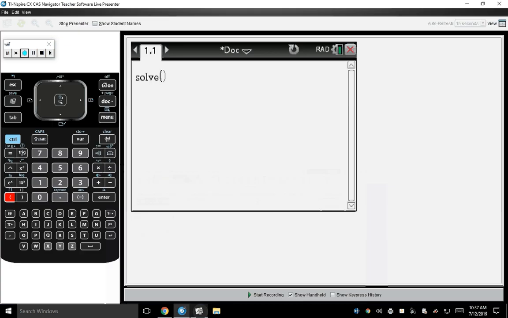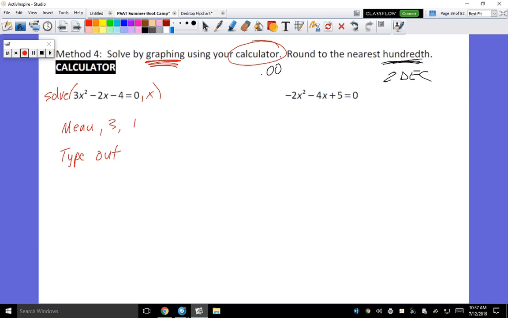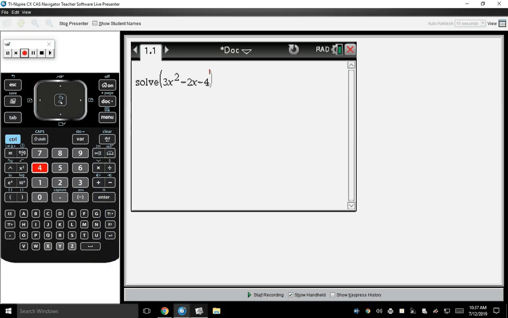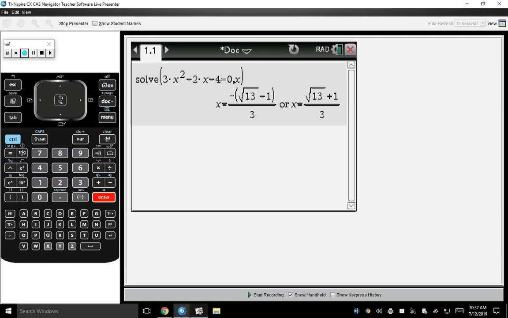3x squared minus 2x, so 3x squared minus 2x, and then minus 4 is equal to 0, comma x, and those are both your answers. If you wanted the answers in decimal form, you would just from here press control enter, and it gives it to you in decimal form. Any questions, guys? Now let me show you something else. I want you to be well versed with this calculator, because when you take the ACT, you won't be able to use this, but you can find both answers. Okay, you ready? I'll show you how.